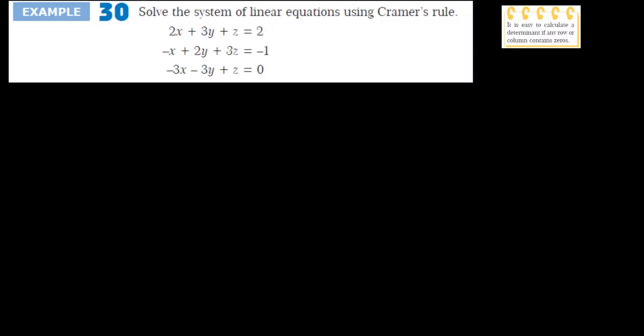Okay, let's continue with a 3 by 3 matrix. For a 3 by 3 system, firstly I have to write the A matrix, which is here. The determinant of A is going to be equal to 3, 2, 3, 1, minus 1, 2, 3, minus 3, and 1.